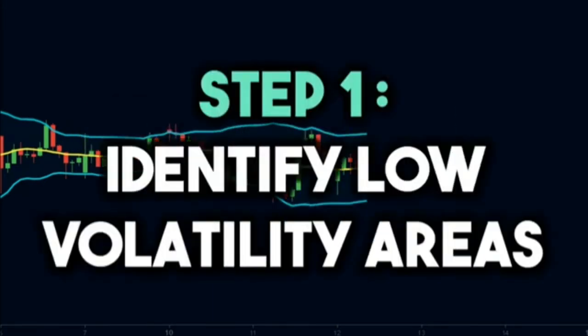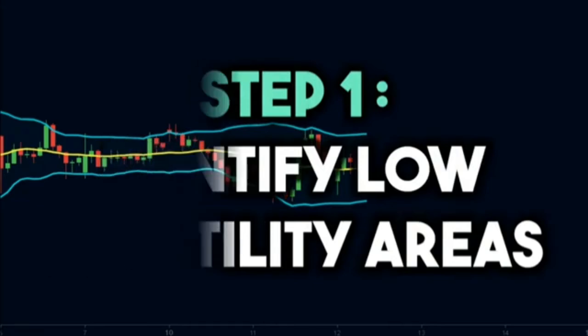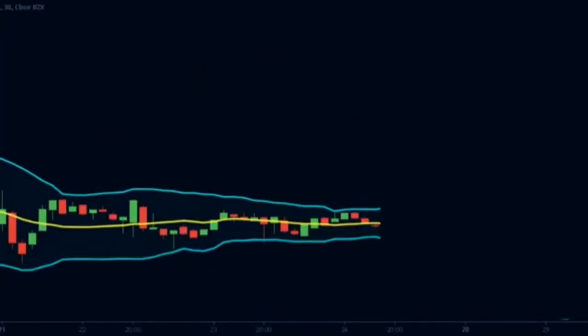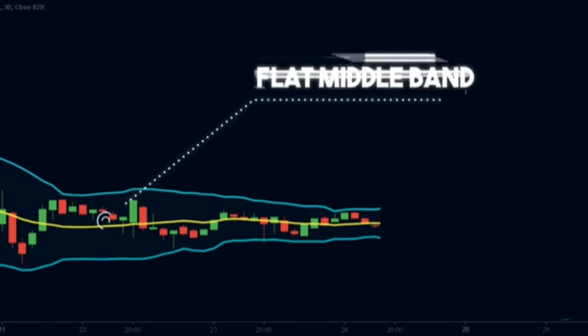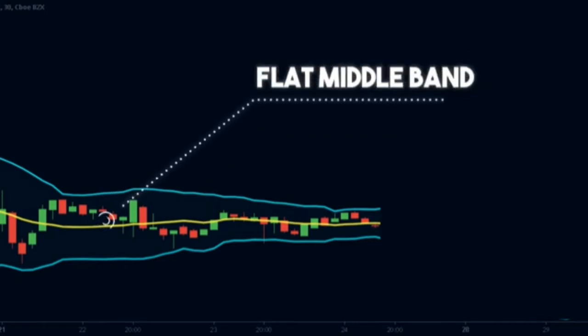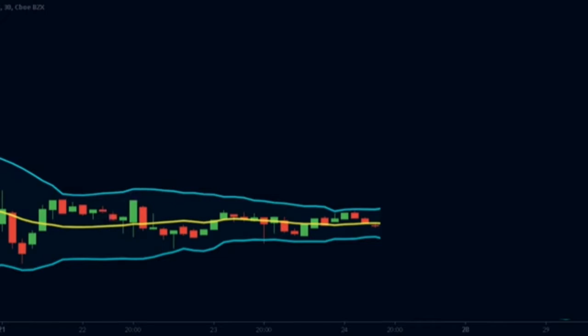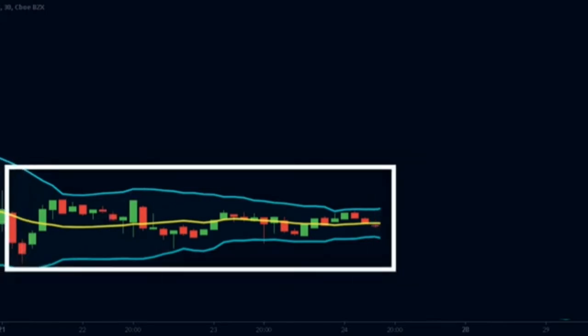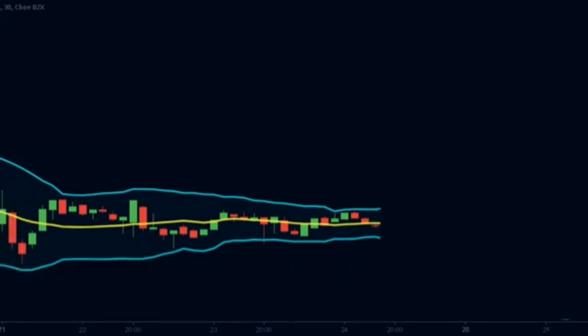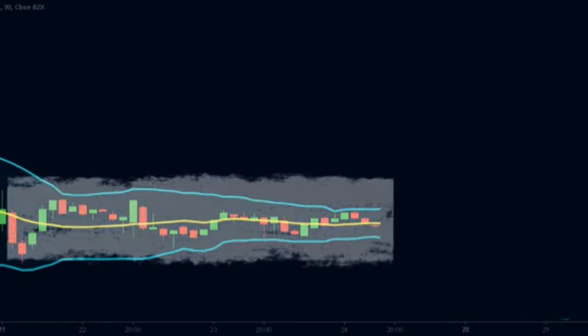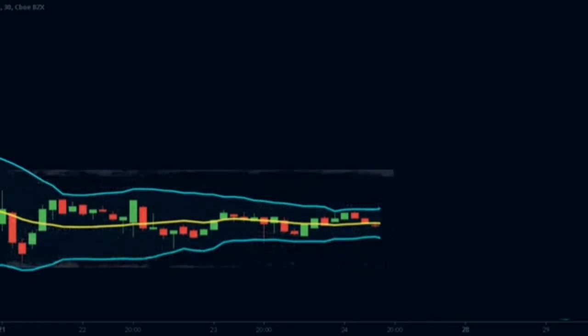For that, the first step is to find low volatility areas. Here is how a low volatility period looks. This is a 30-minute chart of the Amazon stock. Look at the middle band. It is as flat as a horizontal line. Another thing to note here is that the bands are extremely narrow. Both of these points indicate that the price is in low volatility. So, our first step is now complete. We have successfully identified a period of low volatility.